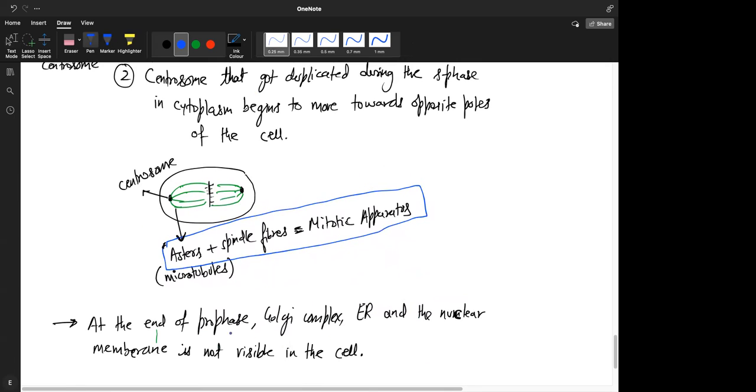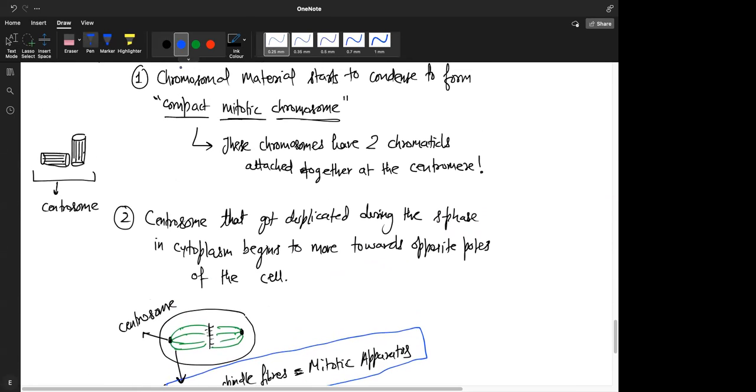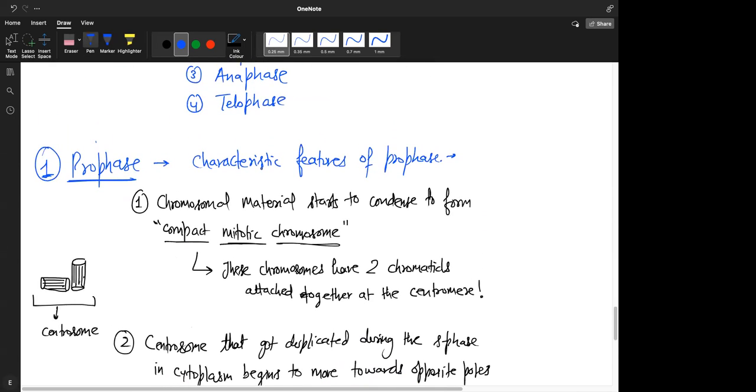So basically all these will just go away because we do not need the endomembrane system right now. We need the cell to divide. So for that we have to get rid of the endomembrane system so that the cell can divide without any problem. And once it is divided and the new cell again enters the growth phase G1, then everything is made again and comes up. You understand? Too much hard work, right? Okay, so prophase is where things started.